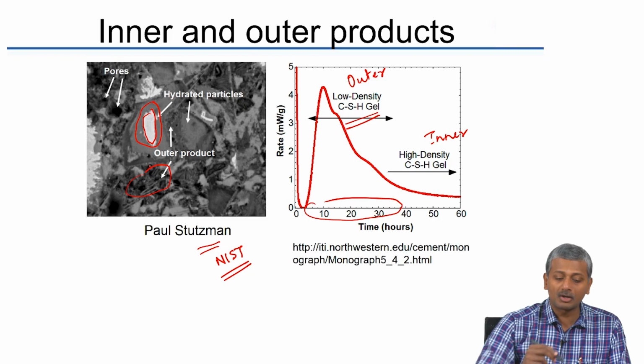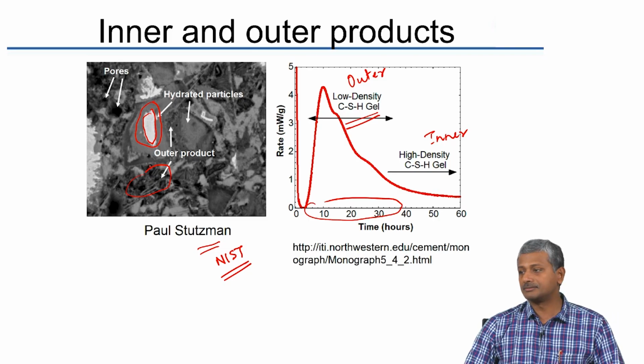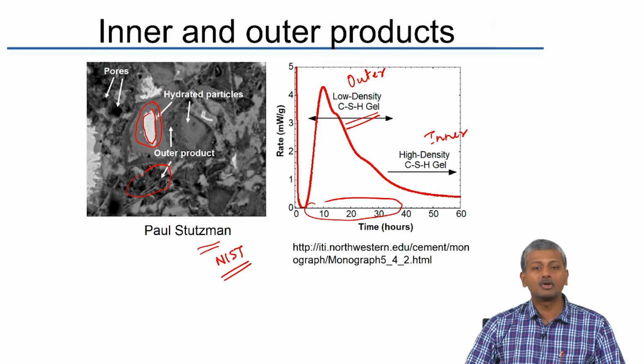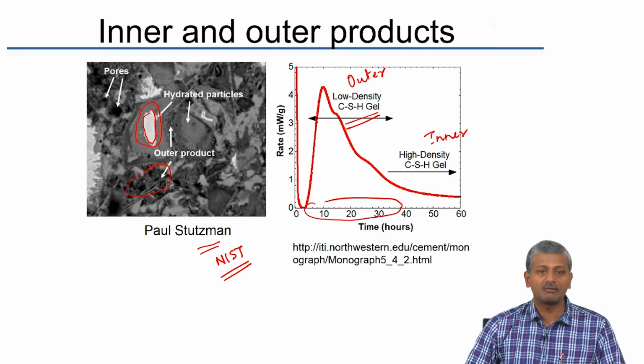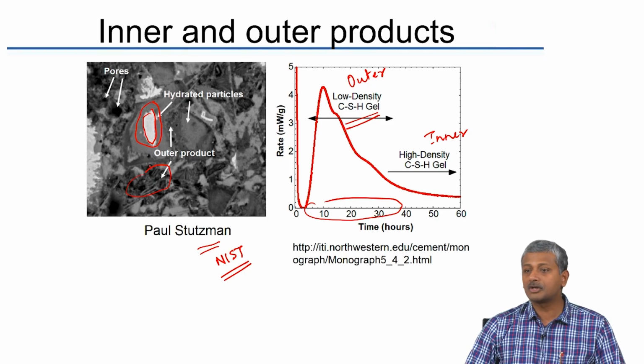In this case the outer product looks a lot more porous as compared to the inner product. The outer product is almost looking black, very dark, because it has a lot more porosity. Why does that happen, you think? Because in this system you may have more water.